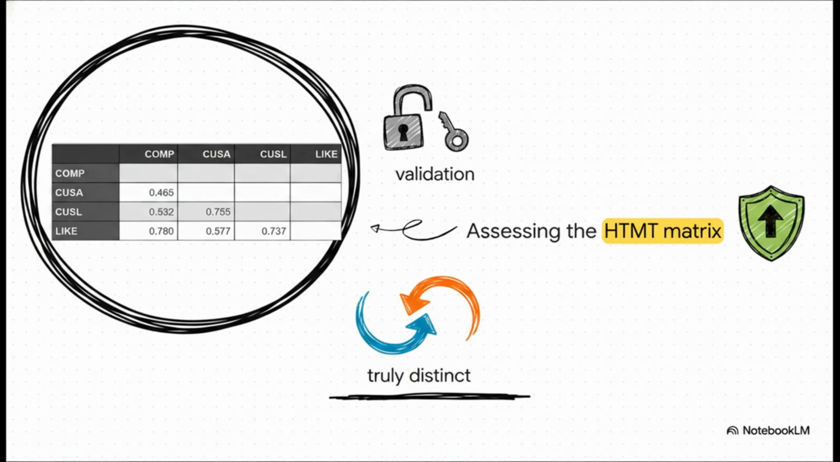We examine the HTMT matrix to ensure discriminant validity. This is what tells us if your constructs are truly distinct from one another. We want to confirm our values are coming in below the rather conservative 0.85 threshold.